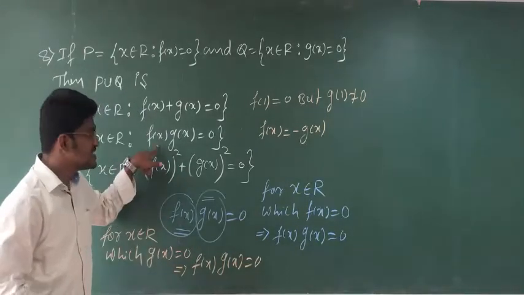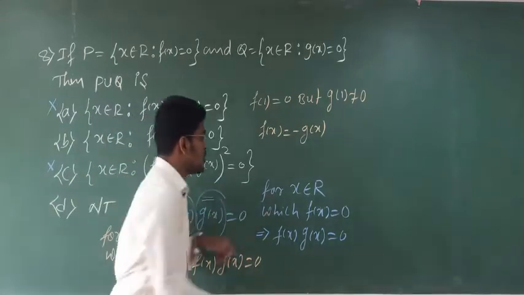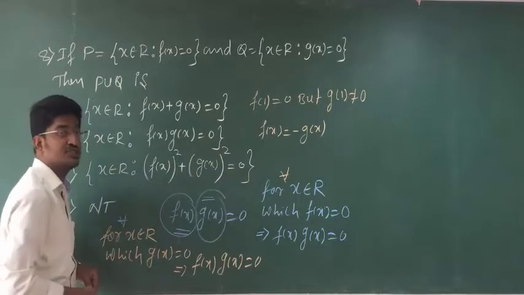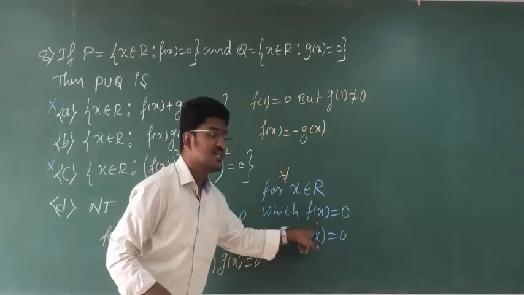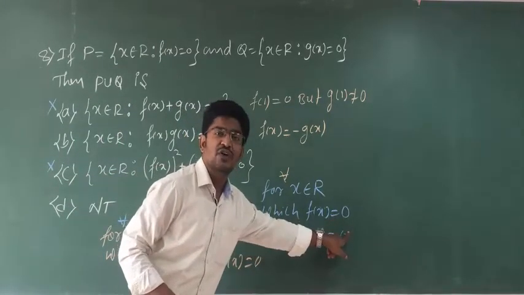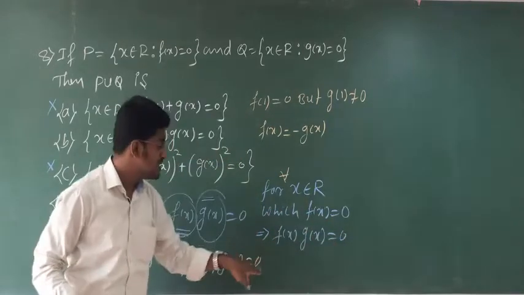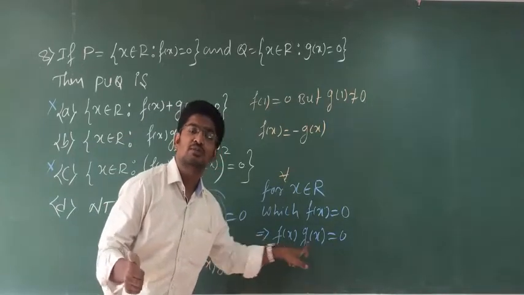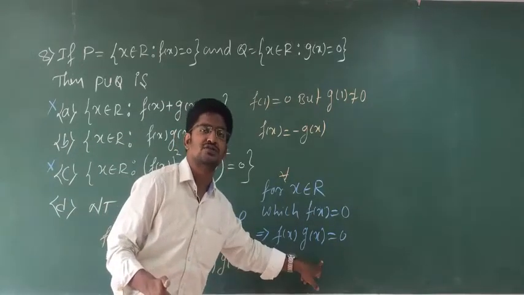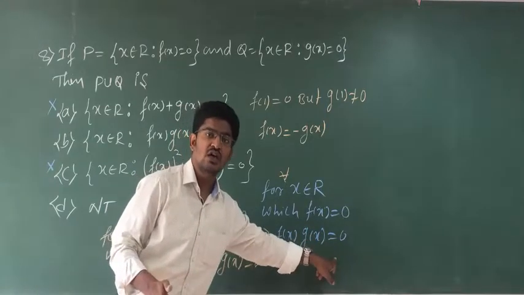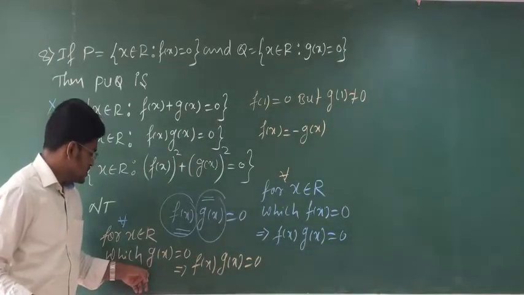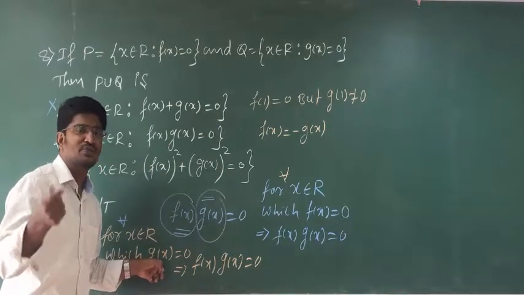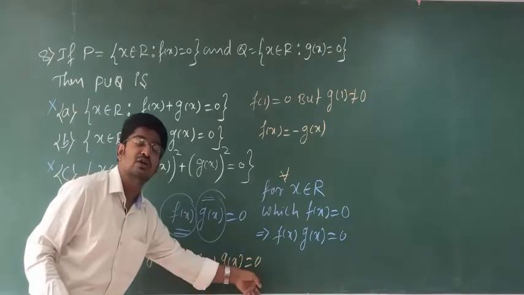See, if I take this set, in this set, for every x belongs to R, which makes f of x as 0, it implies f of x into g of x is also 0. Here g of x may not be 0, but because of f of x, the product is going to be equal to 0. Come to this. Suppose for all x belongs to R, g of x is equal to 0, f of x may not be equal to 0, but the product will again be equal to 0.